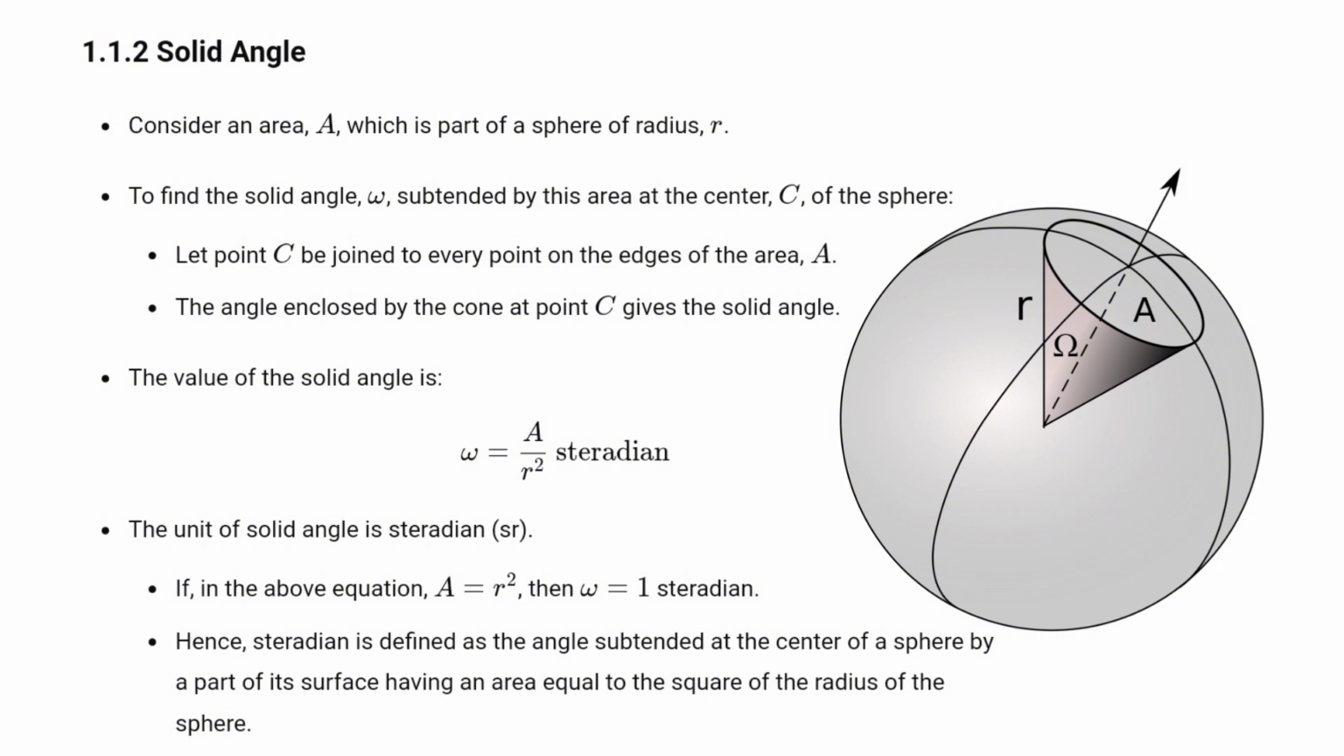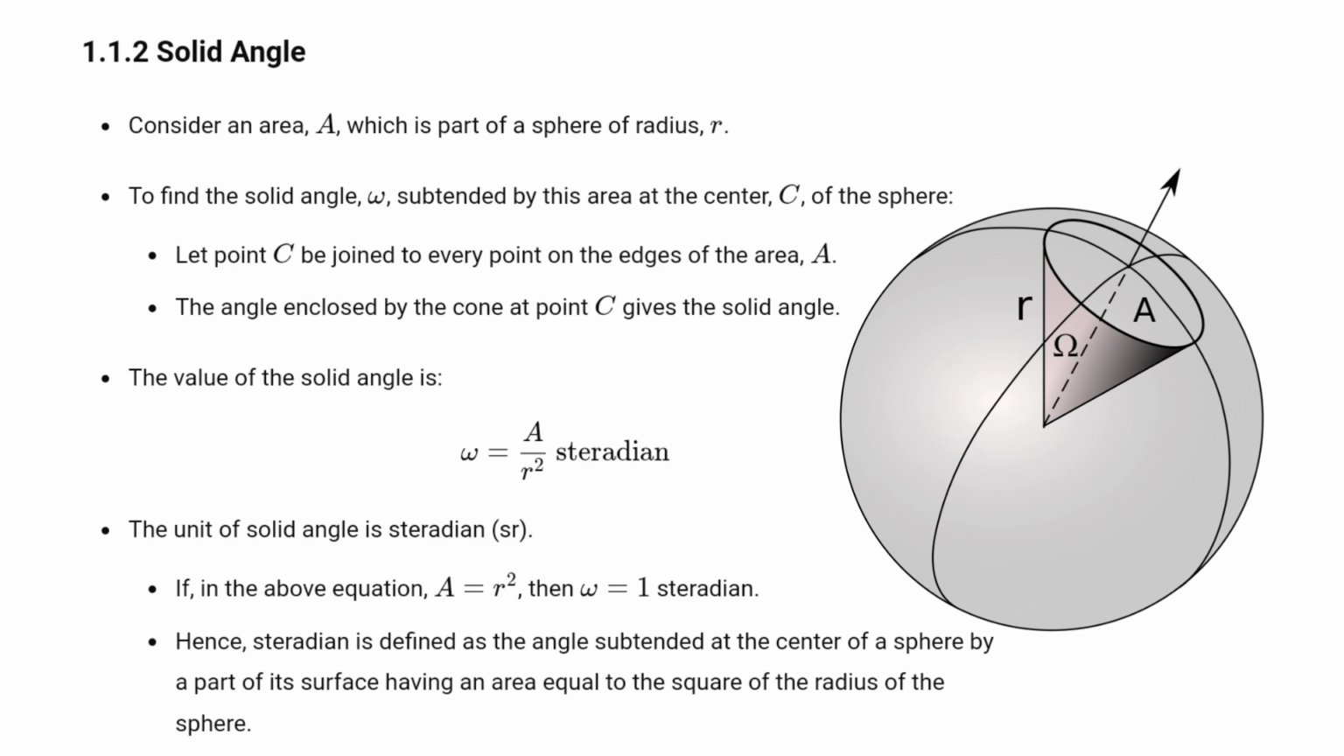To find the solid angle subtended by this area at the center of the sphere, we are trying to measure how large this area A appears from the center of the sphere, point C. This is what we call the solid angle.